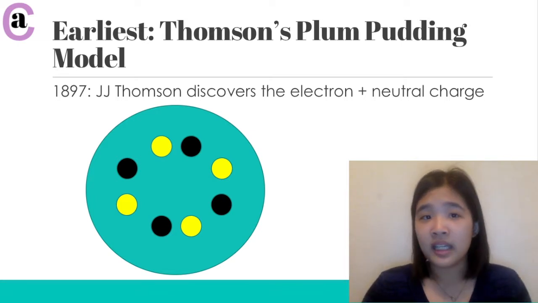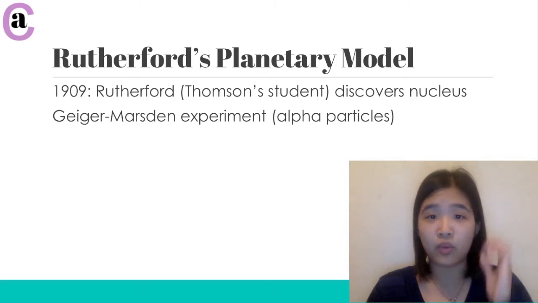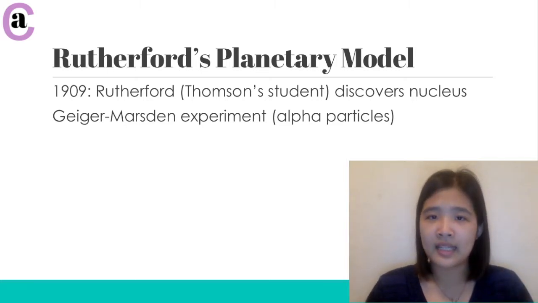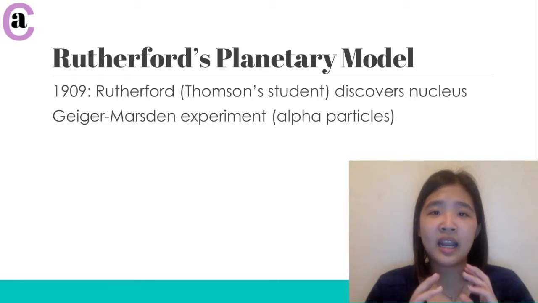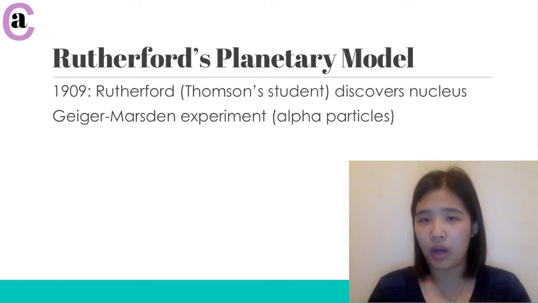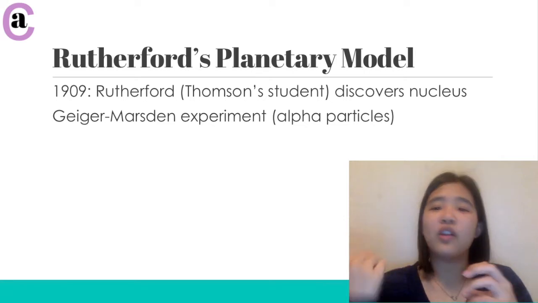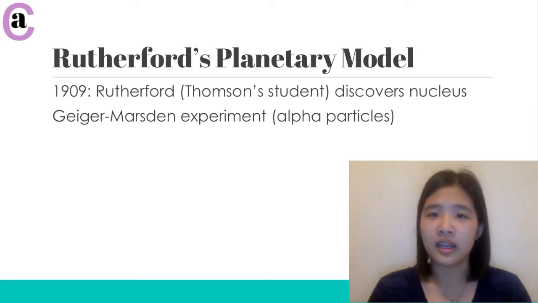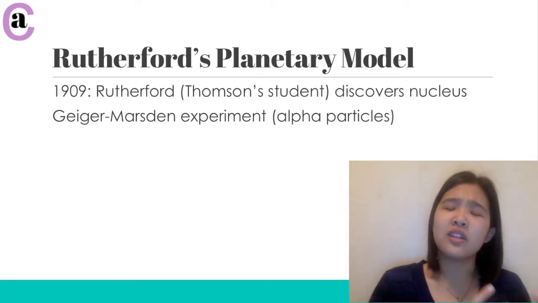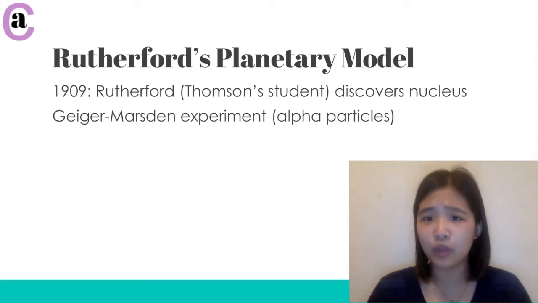Eventually, Thomson's student came along, and his name is Rutherford. You might recognize him. In 1909, he put together something called the Planetary Model. As you know, in the solar system, in the middle you have the sun, and then you have all the planets that orbit the sun. He used this model to describe what the atom looked like.